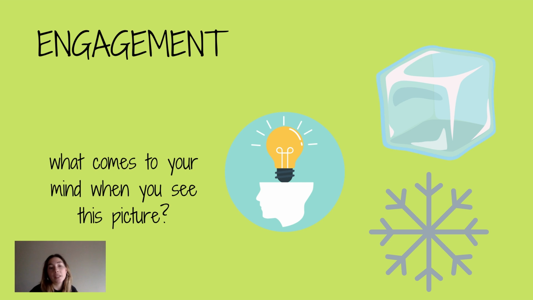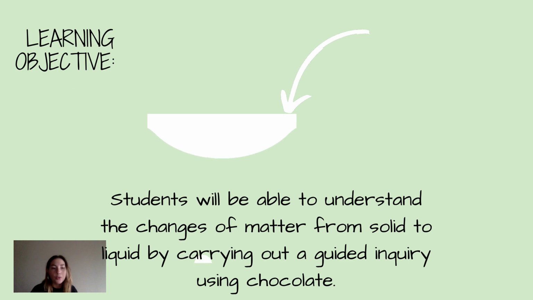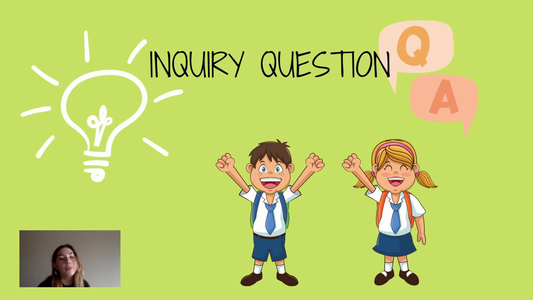We start with the example of water because it's what students know, so we activate their previous knowledge. As I said before, the teacher presents the learning objective: students will be able to understand the change of matter from solid to liquid by carrying out a guided inquiry using chocolate. And then we present the inquiry question, but first we say to our students, not everything that is solid is like ice. That is only solid at around 0 degrees.